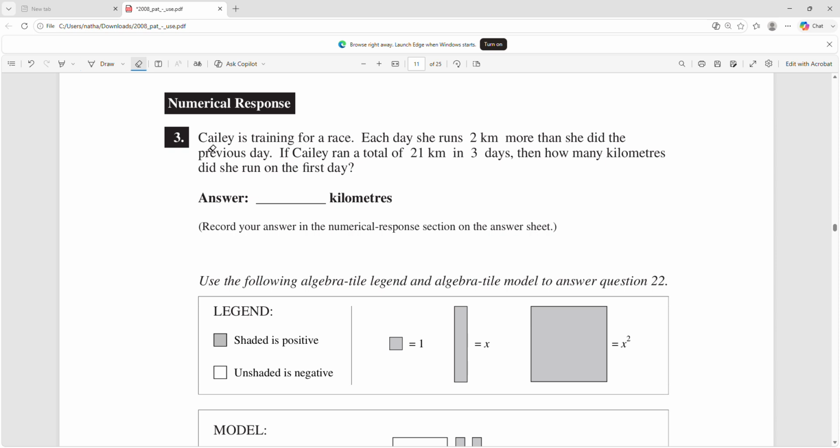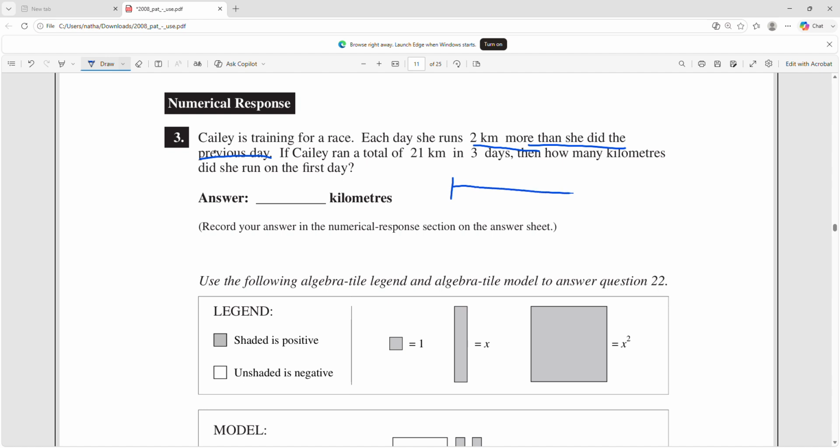Okay, here we go. Numerics response number 3. Haley is training for a race. Each day she runs 2 kilometers more than she did the previous day, than the day before. Okay, previous day means day before. If Haley ran a total of 21 kilometers in 3 days, then how many kilometers did she run on the first day? A lot of times it can help to draw a picture.